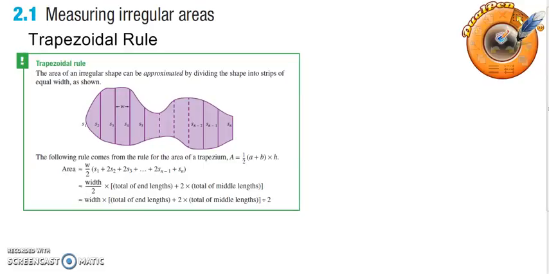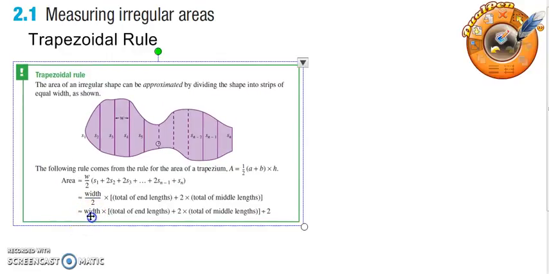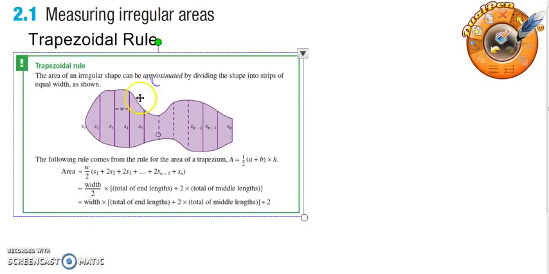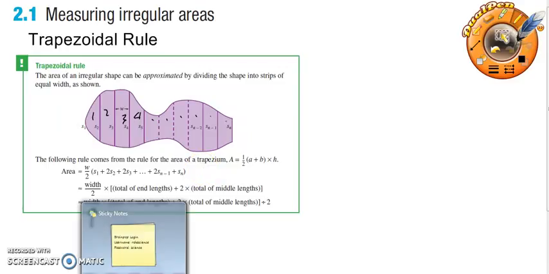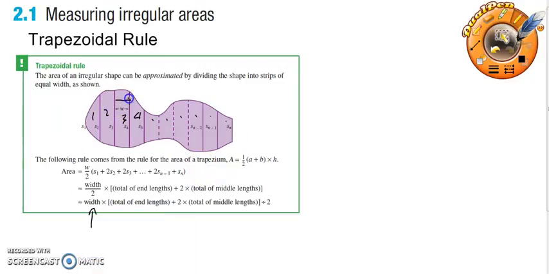And we've created a formula for this. Now, the parts of the formula you've got to be aware of. The first part is the width. When we look at this, you'll notice that this thing is broken up into sections. So we've got 1, 2, 3, 4, 5, 6, 7, 8, 9, 10 sections in total. The width is how wide each one of those sections is, and it has to be broken up into the same width. So when you're looking at these areas, you have to break it up into the same size strips.